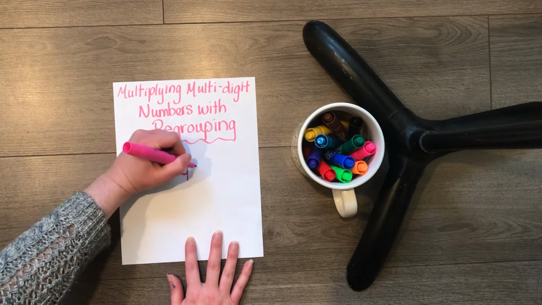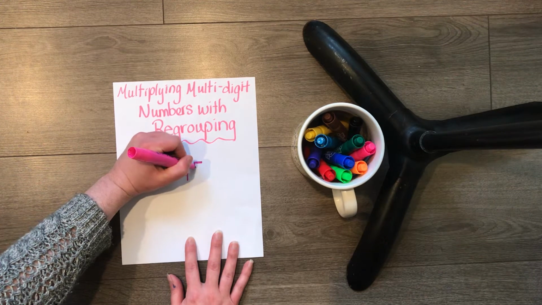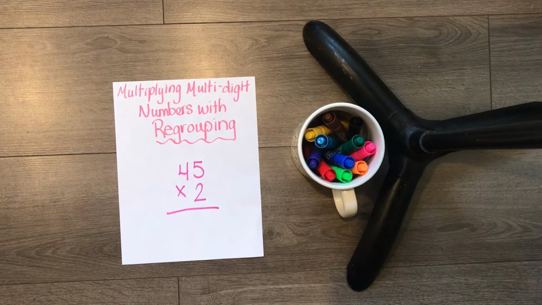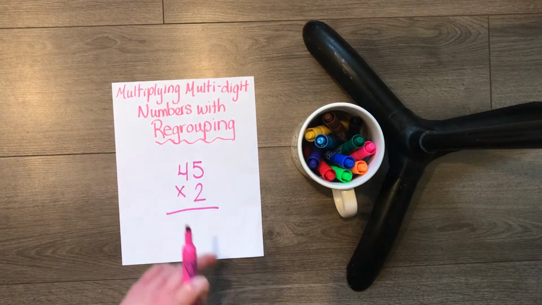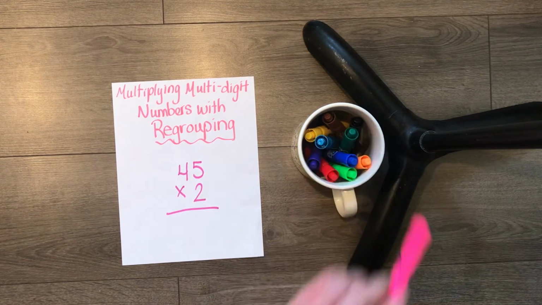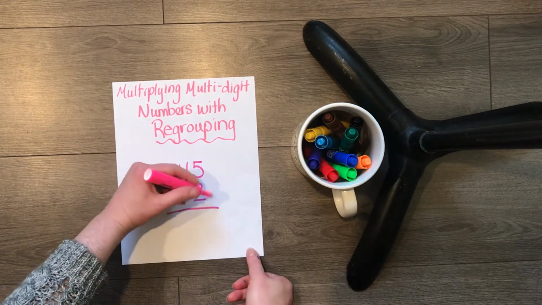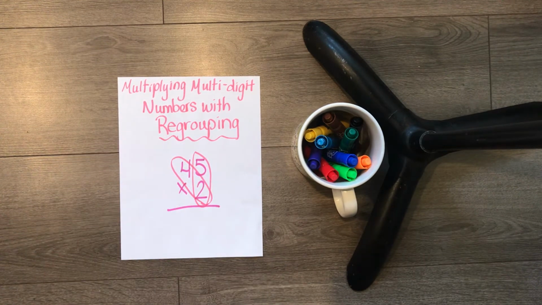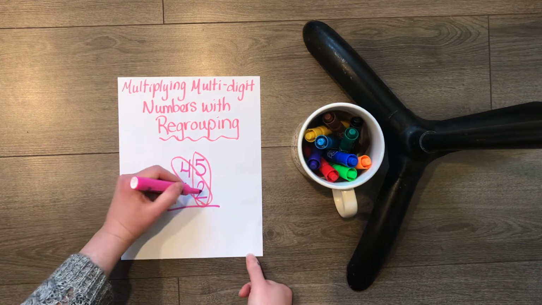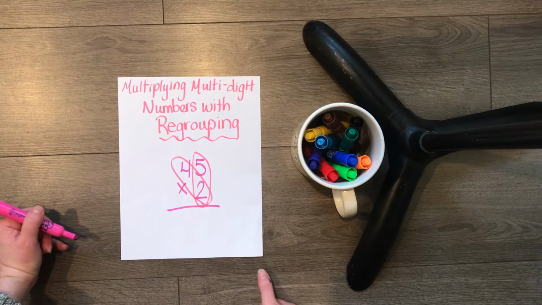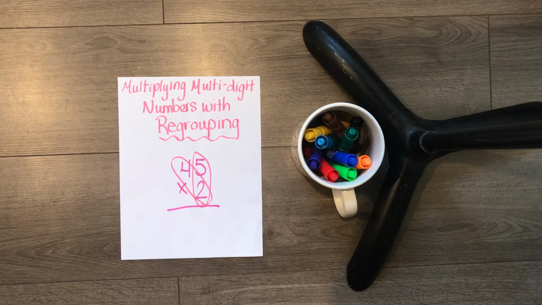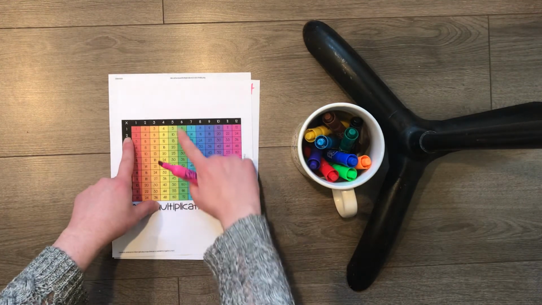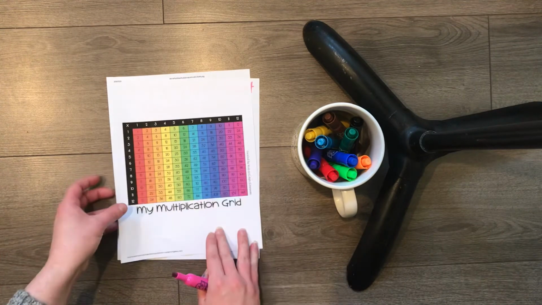So I'm going to start with, let's do 45 times 2. See what I mean about just a tiny bit larger? Just like we talked about before, we're going to take our 2-digit number and break it up into 2 different facts, just like normal. Now it's time to multiply. 2 times 5. I can count that out. Why don't you count that out and I'll check on my multiplication grid. 2 times 5 is 10.